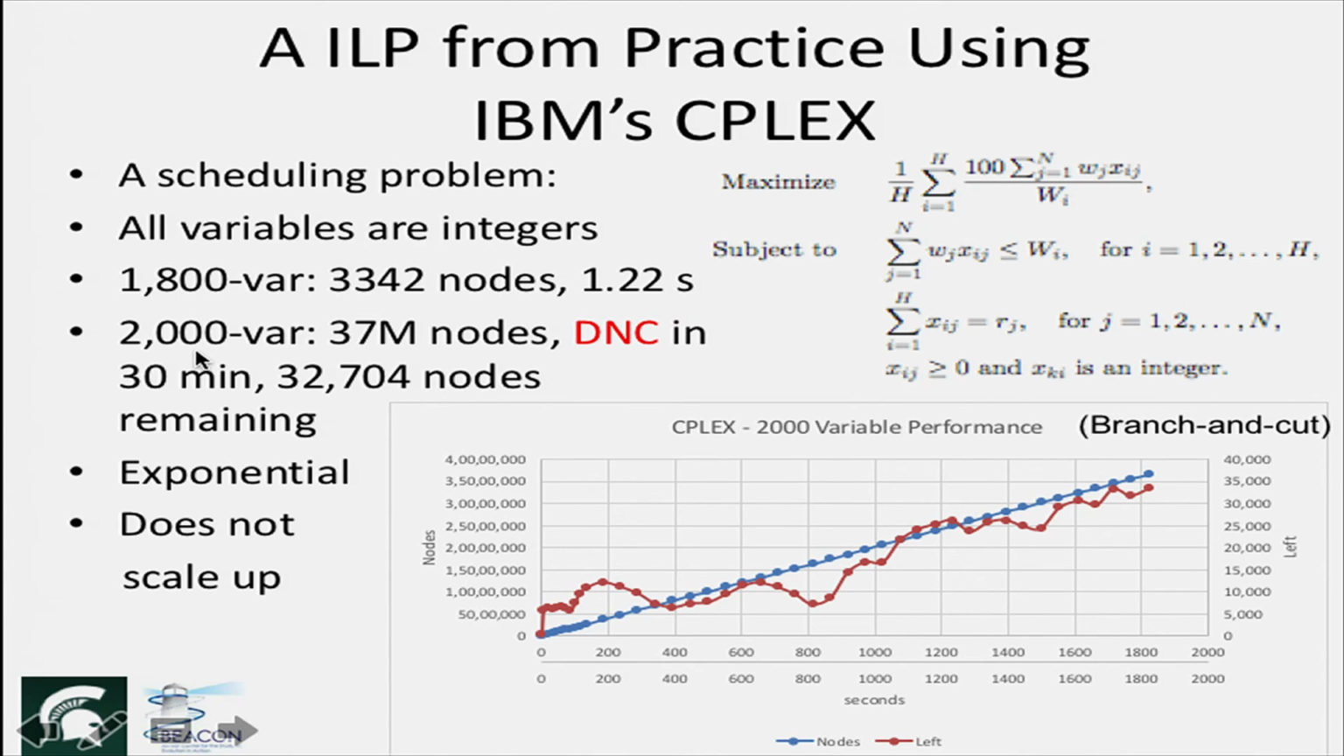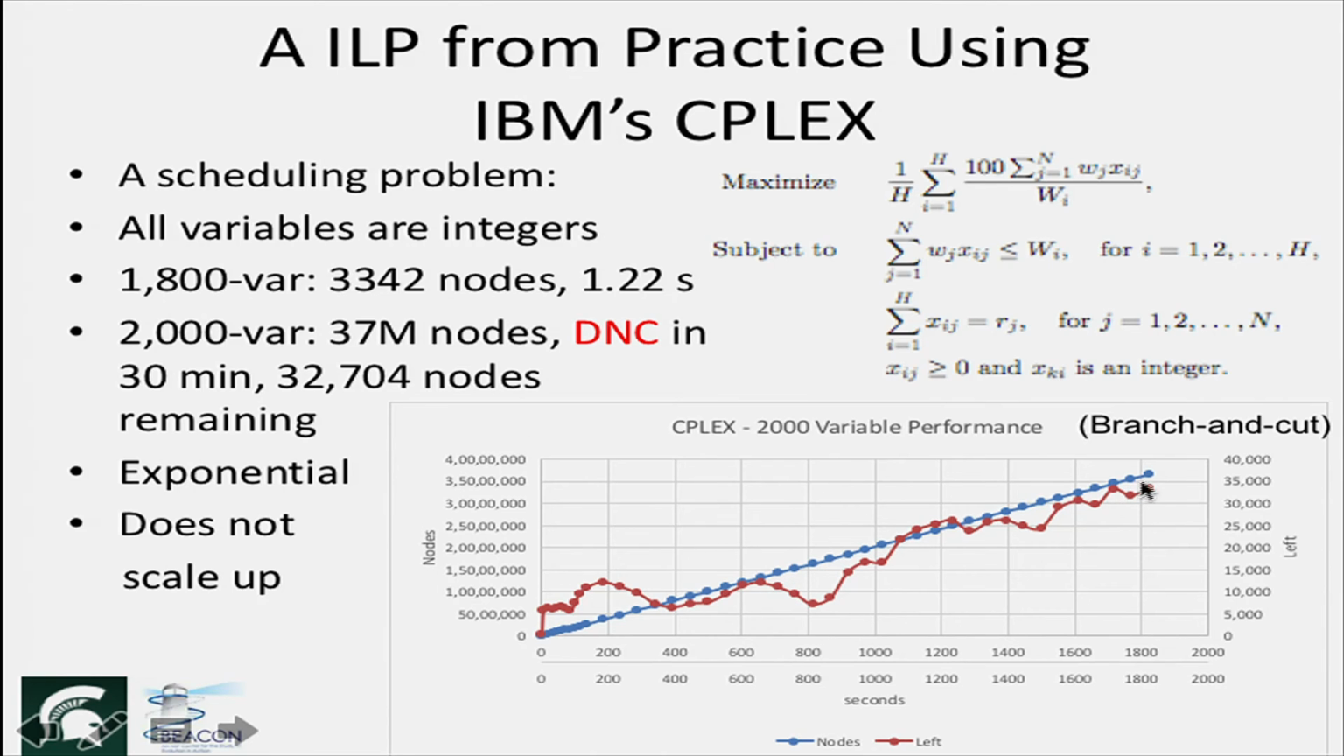But when I go 200 more, this is the result for the 2000 variable problem. This is in seconds. So we went up to 30 minutes here. 30 minutes is 1800 seconds, right? So up to 1800 seconds we stopped. At that point, the algorithm displays how many nodes it has branched to and how many nodes are still left to be solved, still open, that can be branched. Look at this number here, it's about 37 million. About 37 million nodes in half an hour it went to, still trying to solve the problem.